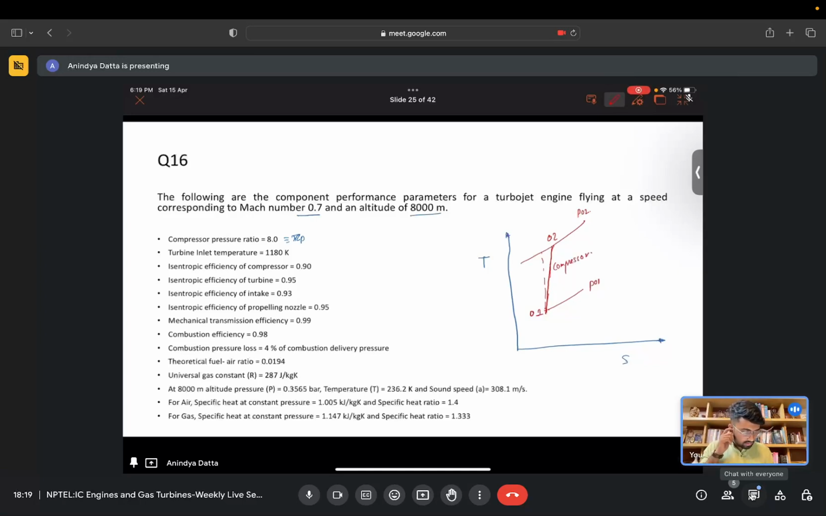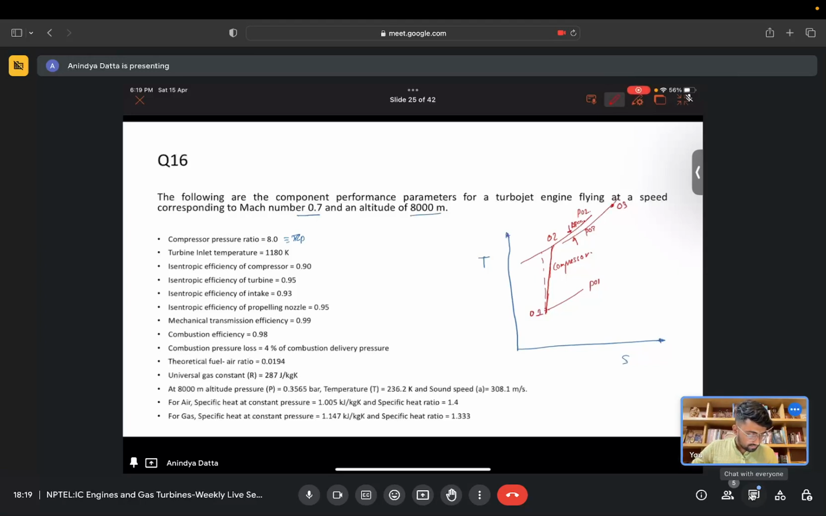Now you will see in the problem that there is a loss in pressure also happening in the combustion chamber. We have dealt with this before in one of our problems: the ideal assumption is constant pressure heat addition, but sometimes there is a loss in pressure in the combustion chamber, as a result of which we draw another line here. So this is our 03 and this is P03, and this difference is our delta PCC, the pressure loss in the combustion chamber.